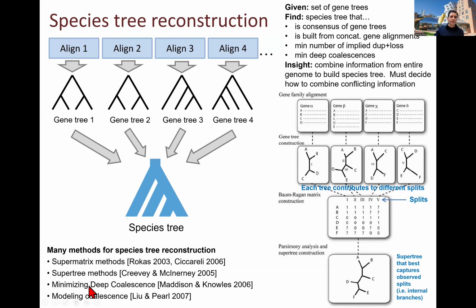I could minimize the deep coalescence. That basically means that as I walk up my tree, all of the pairs coalesce as close as possible to their branch, but they do not traverse species divergence events. Or I can explicitly model coalescence, and I can use that to basically infer the most likely scenario for all of these ancestral trees.